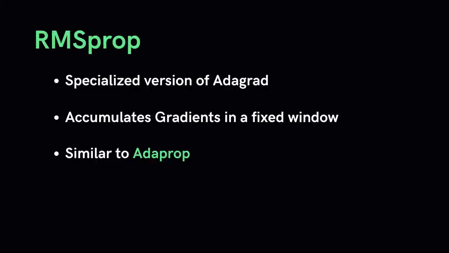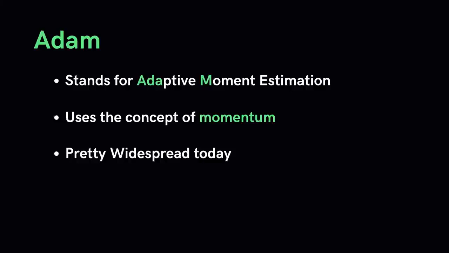RMS-Prop is a special version of AdaGrad developed by Professor Geoffrey Hinton. Instead of letting all the gradients accumulate for momentum, it accumulates gradients in a fixed window. RMS-Prop is similar to AdaDelta, which is another optimizer that seeks to solve some of the issues that AdaGrad leaves open. ADAM stands for Adaptive Moment Estimation, and is another way of using past gradients to calculate the current gradient. Adam also utilizes the concept of momentum, which is basically our way of telling the neural network whether we want past changes to affect the new change by adding fractions of the previous gradients to the current one. This optimizer has become pretty widespread and is practically accepted for use in training neural networks.